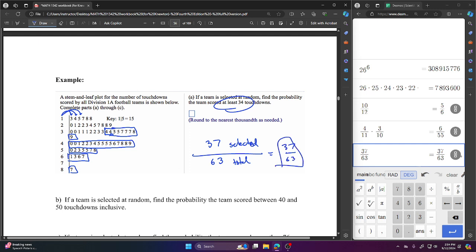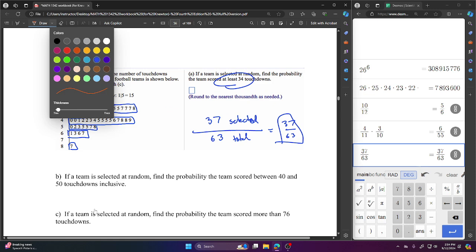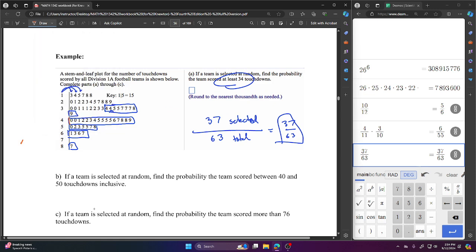Is that okay? So part B says, if a team is selected at random, find the probability of the team scoring between 40 and 50, inclusive. Okay, between 40 and 50. So all the 40s, and then including 50 would be that little guy right there. Okay, here we go. 1, 2, 3, 4, 5, 6, 7, 8, 9, 10, 11, 12, 13, 14, 15, 16, 17. Did you all get 17?